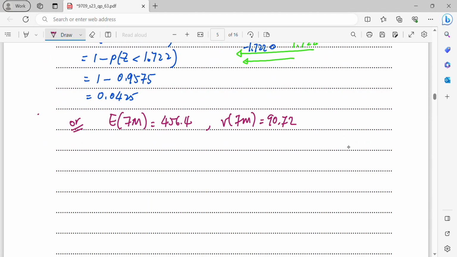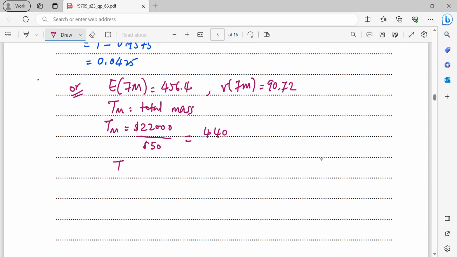Now, I let Tm be the total mass. We know that the total mass is going to be the total profit over the profit per ton. So from here, I'm getting 440, which means that it's basically 440 tons. From here, Tm is normally distributed, the mean is 456.4 and the variance is 90.72. Then you need to find the probability that the total mass is less than 440.